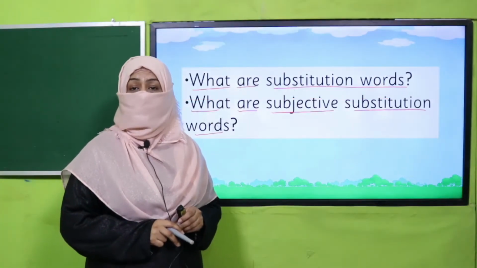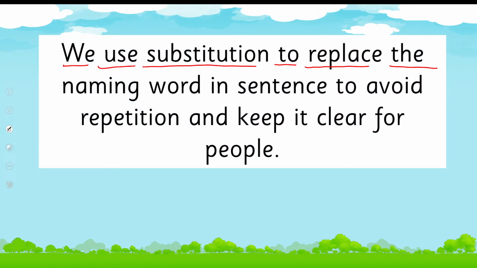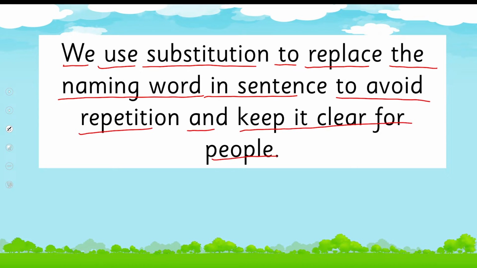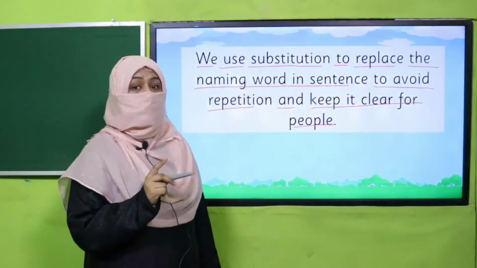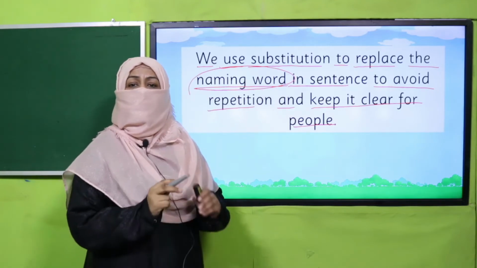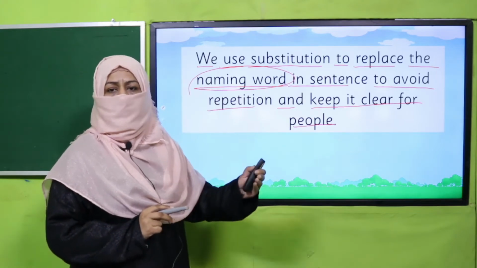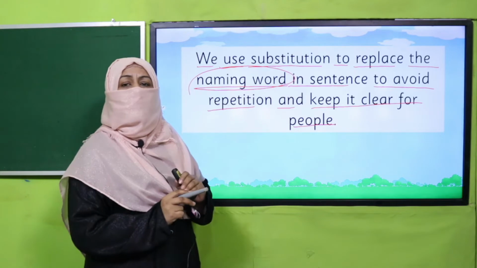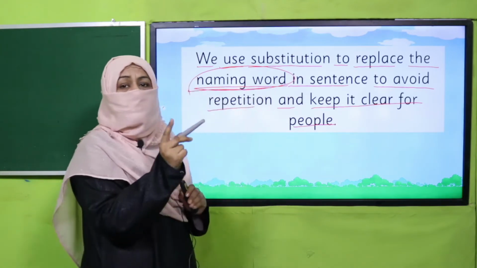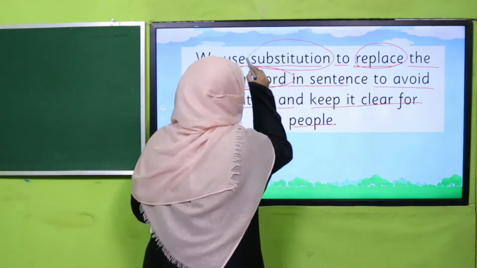Yes, my dear students, I hope you have answered that we use substitution words to replace the naming words in a sentence to avoid repetition and keep it clear for people. So beta, what happens? Basically, we know naming words. Everything around us has a name. So when we write or talk, we don't say or write the naming word again and again. First we write the naming word, then instead of the naming word, we use some other word to replace it, and that word is called a substitution word.